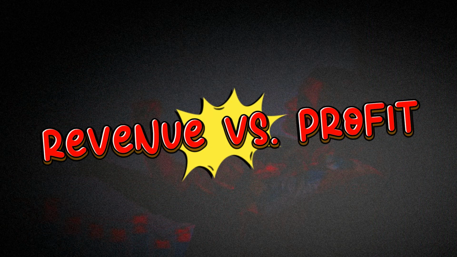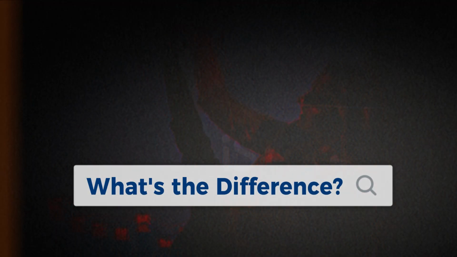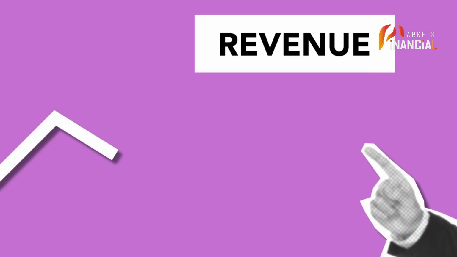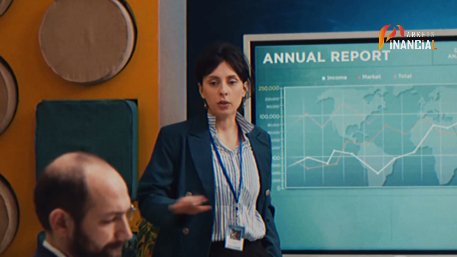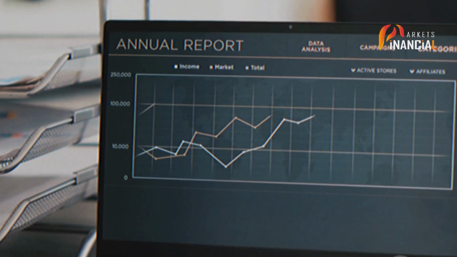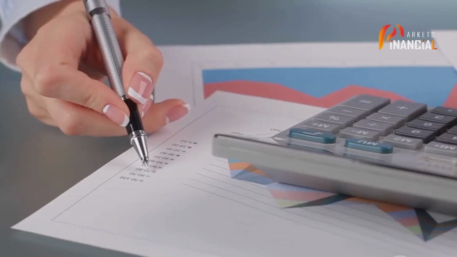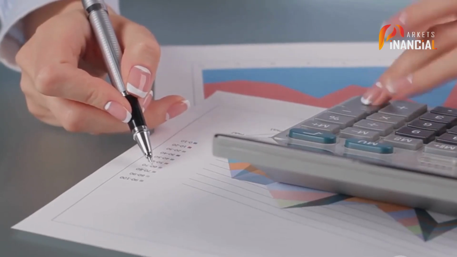Revenue versus profit. What's the difference? Part 2. Calculating revenue to profit. Companies begin their income statements by reporting revenue. They end them by reporting net profit. Several steps are involved in getting from one category to the other.